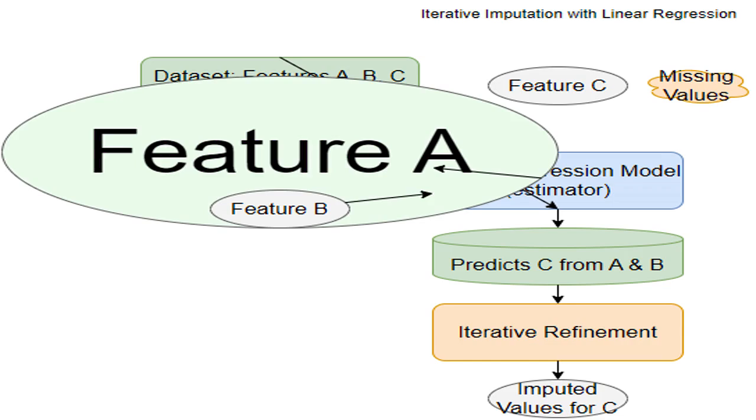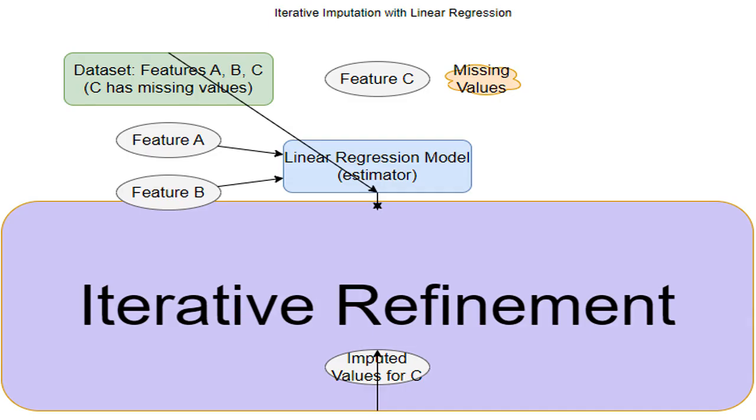Here is the target. Feature C is the feature with missing values that the model wants to impute. Using the available data from features A and B, it is the outcome that we are trying to predict. These are the values that iterative imputer calculates to fill in the missing data points for feature C. It's the result of the model's prediction process. Think of them as the model's best guesses, based on the information given by feature A and B.